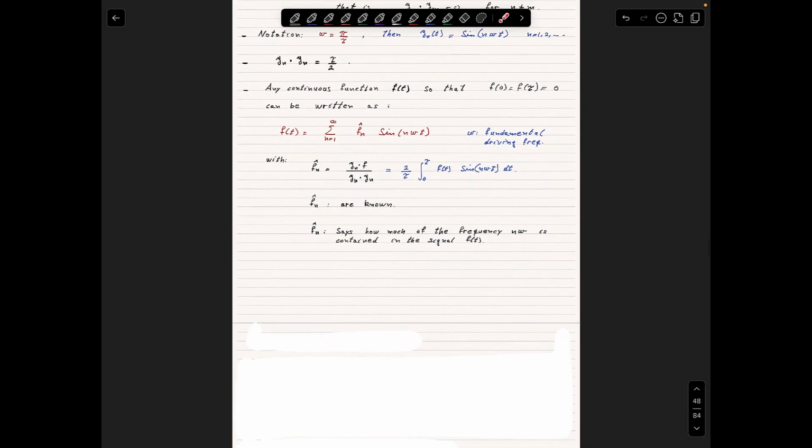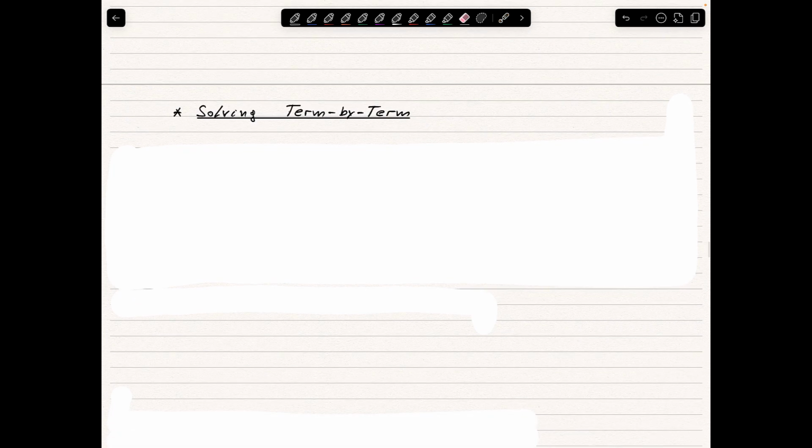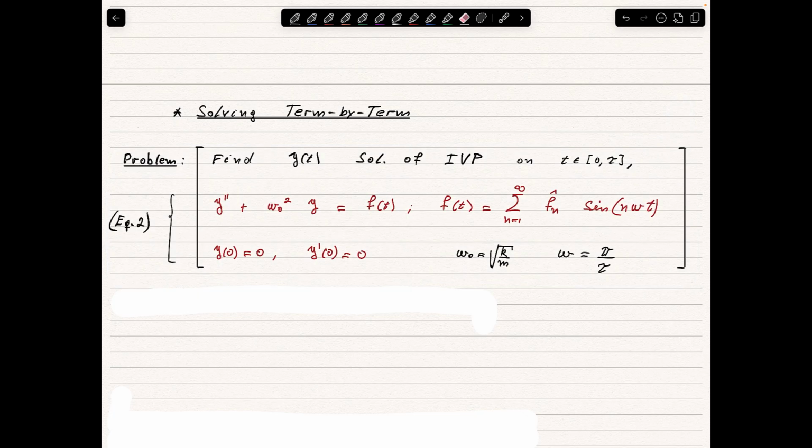Okay, let's see how we can use this Fourier analysis to solve the problem we are interested in, term by term. What that means. Okay, let's write down the problem. The problem is, let's find a function y of t, solution of, recall, we are doing initial value problems today, in some interval for time, 0 to tau, and the equation we want to solve is the harmonic oscillator, the spring mass system attached to an external force.